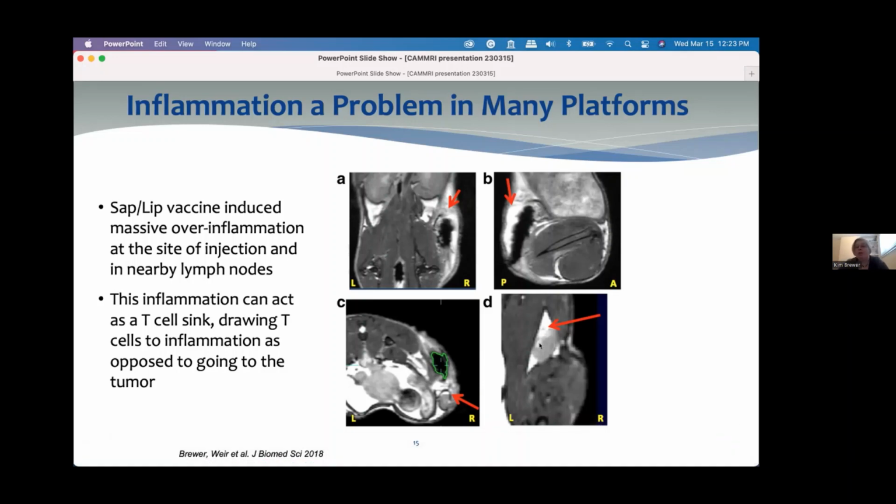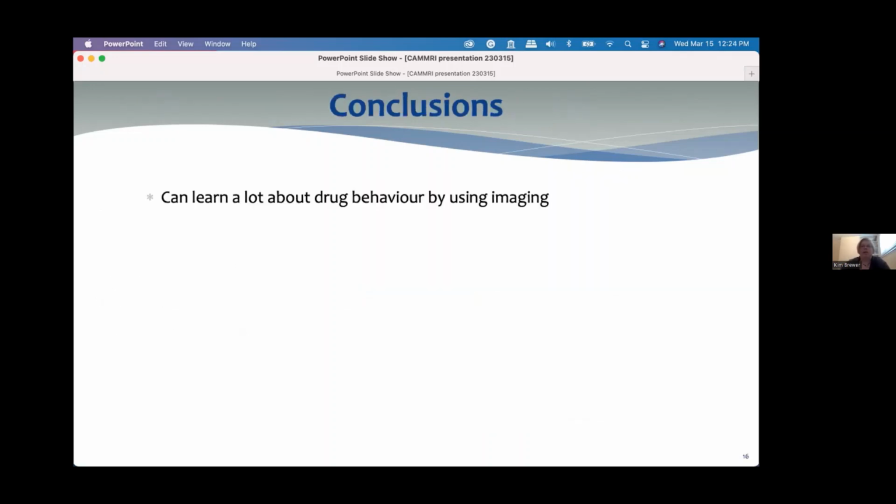The problem with too much inflammation is that it acts as a T cell sink. So instead of the T cells getting to the antigen and seeing antigen from these antigen presenting cells, they get trapped there and they don't go to the tumor, which is where we want them. So there is a fine line to walk. So it's important to understand how these therapies work, and we can learn a lot about this kind of drug behavior by using imaging.